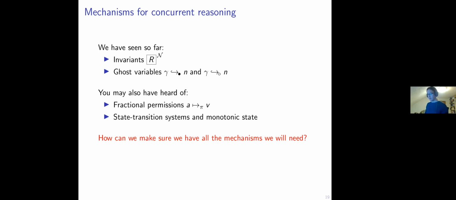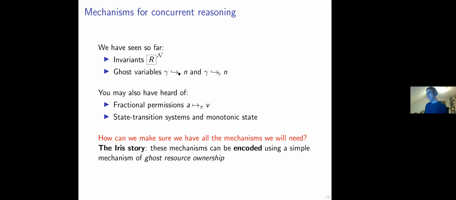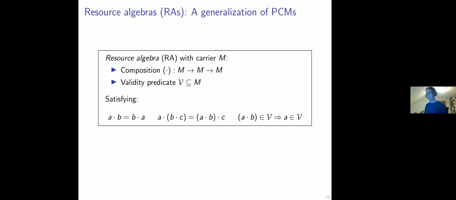So how can we be sure when we are committing to using any kind of verification tool or program logic that we will have available all the mechanisms that we will need? Well, the answer in Iris is that actually Iris itself doesn't provide any of these mechanisms. Instead, it provides a more low-level fundamental building block, which is flexible enough to encode all of the things listed on the slide and much more. So for the rest of my part of this talk, I'm going to explain what that building block is, and it's called ghost resource ownership.